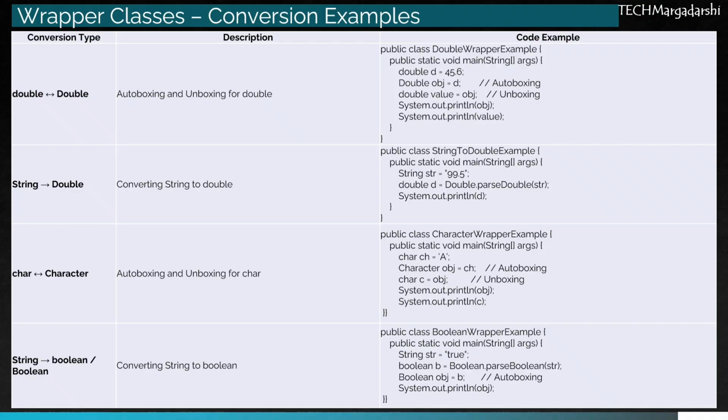Finally, we have string to boolean or Boolean conversion. In this example, the string value "true" is converted into a primitive boolean using Boolean.parseBoolean. Java then automatically converts it into a Boolean object through autoboxing. This type of conversion is commonly used in configuration settings and feature toggles.